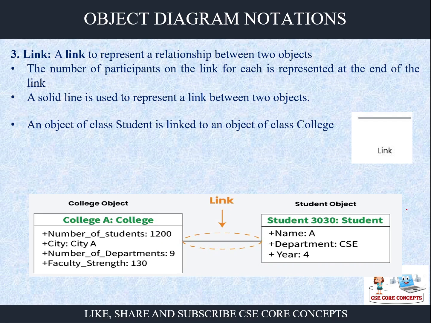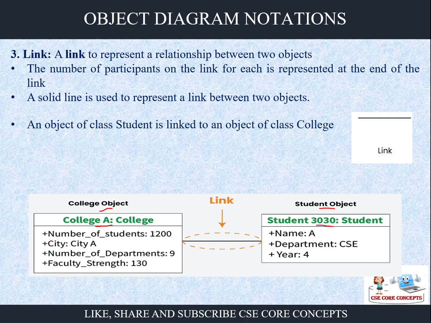Next comes the link. Link means the association between two objects. There can be multiple types of relationships between two objects. First of all, a solid line represents a link. So I have a class called College and a Student class. These are the names of the classes. Now for the College class, let's say I have an instance called College A. So College A is the name of the college of type College, and student roll number, let's say, 3030 is an instance of the Student class.